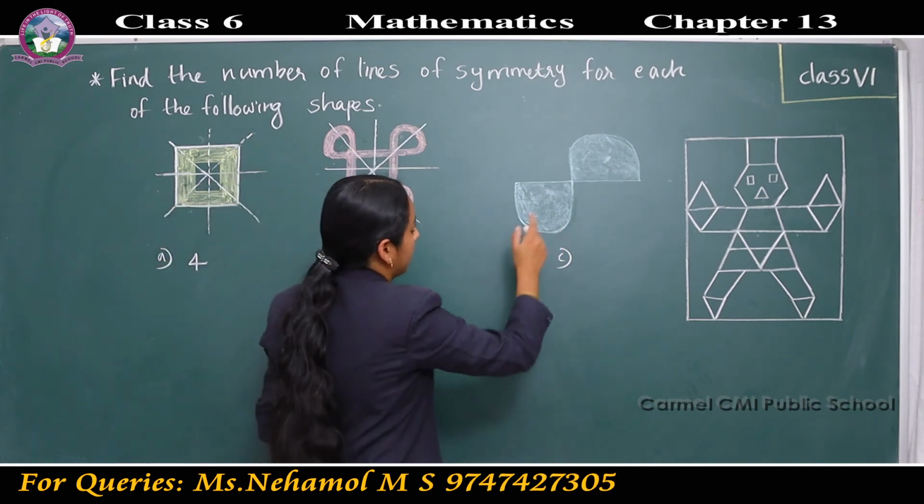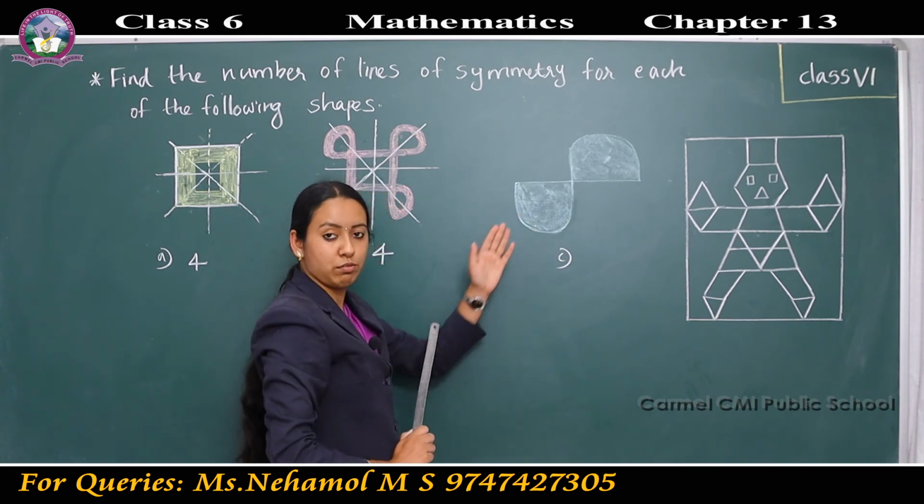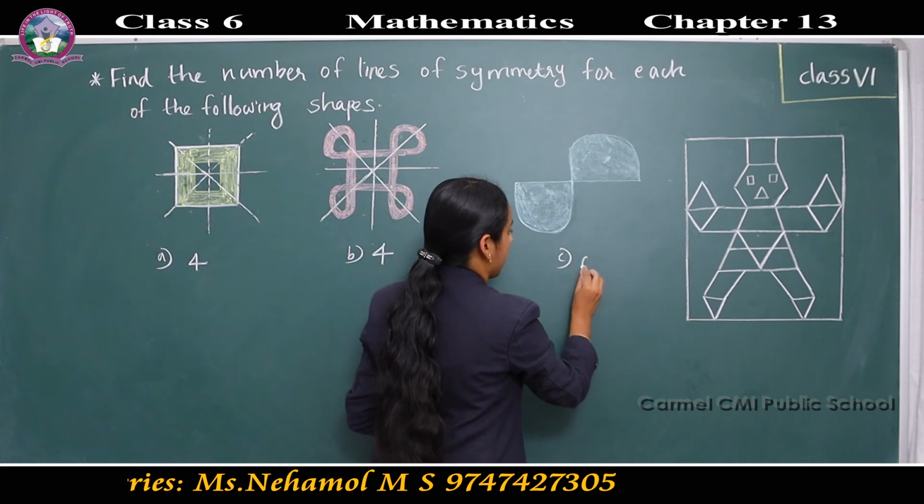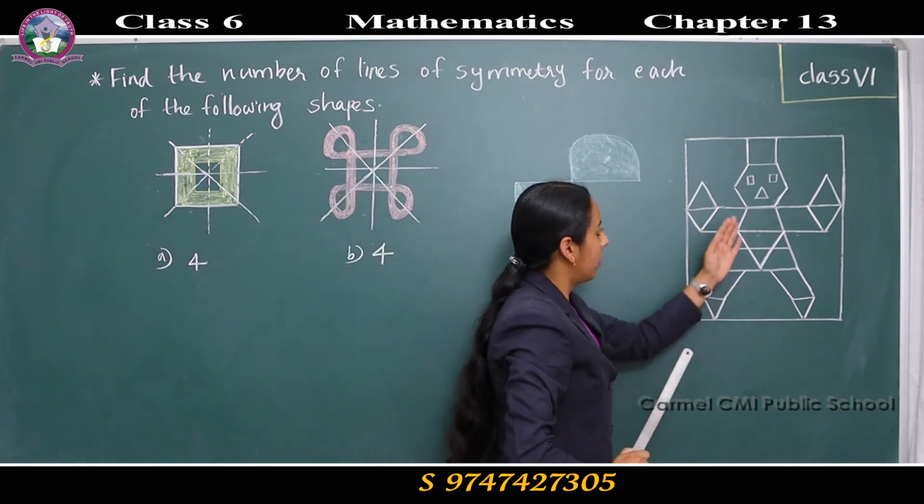Then what about this figure? We can't draw a line of symmetry for this figure. So 0 lines of symmetry. Then what about this figure?